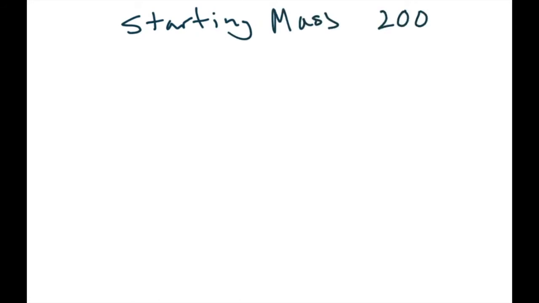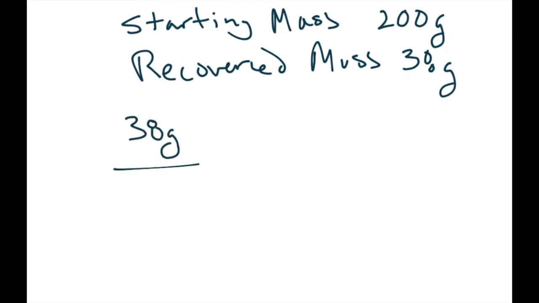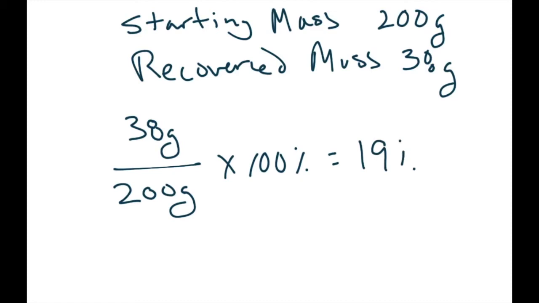All right, so that's just going to be what we started with, right? So our starting mass is 200 grams. Our recovered mass is going to be 38 grams. So this is just 38 grams divided by 200 grams times 100. It's going to be 19%. So they recovered 19% of the mass they started with.